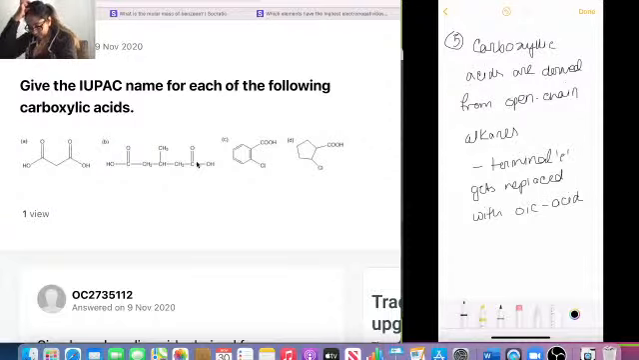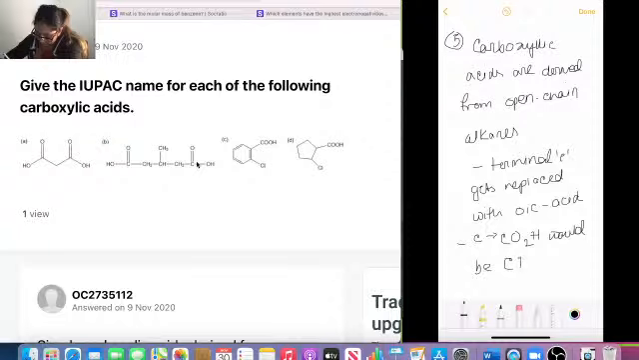And so basically the compounds that have a CO2H group, the carbon that has this group would be numbered C1. Okay, your carbon 1.